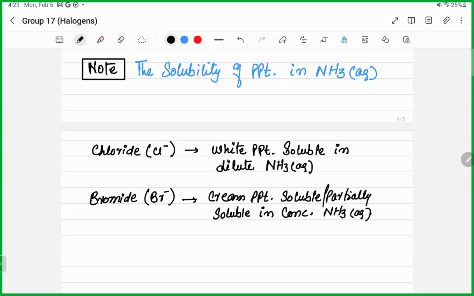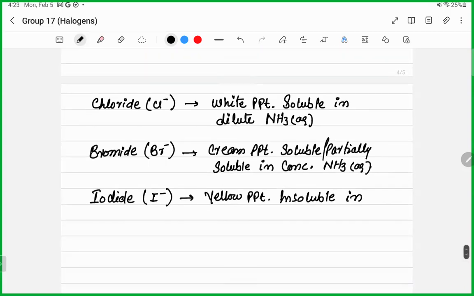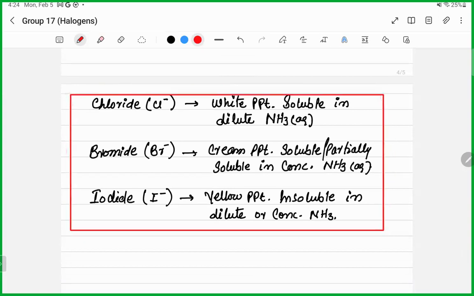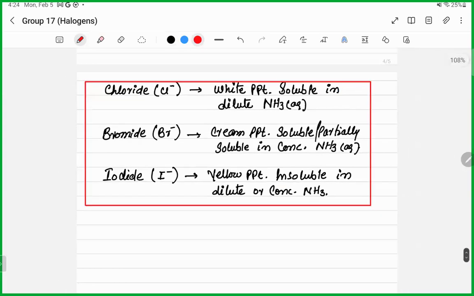ठीक है? In a similar way, iodide ion, which is I negative, yellow PPT, insoluble in both dilute or concentrated NH3. ठीक है बेटा, so this is very important. If you know this table, I think आपको ये याद होगा from O levels as well, and then you have to revise it from A levels as well.